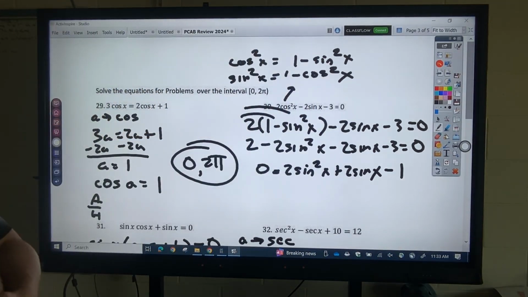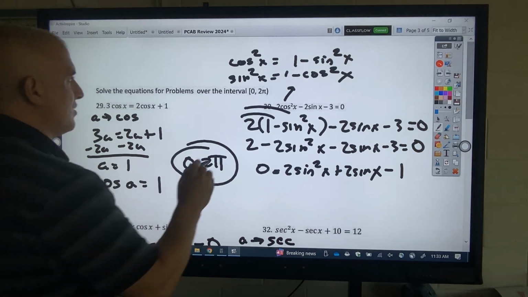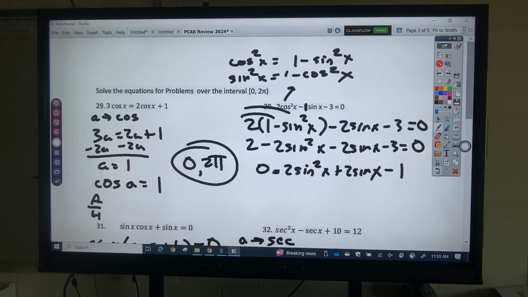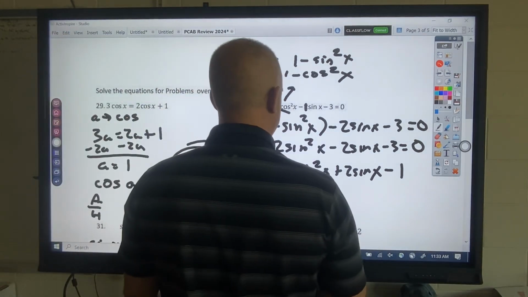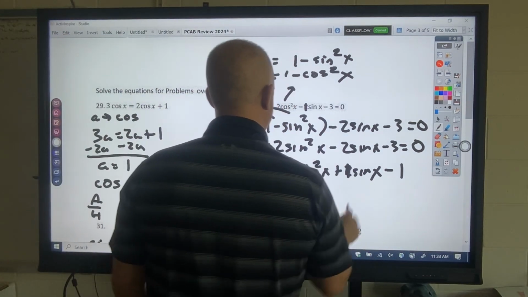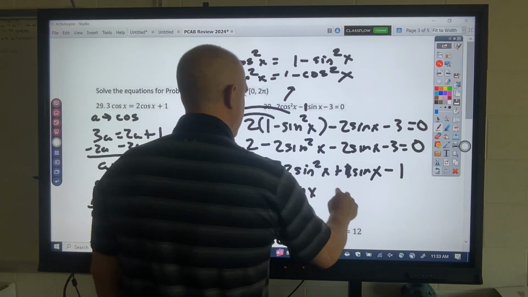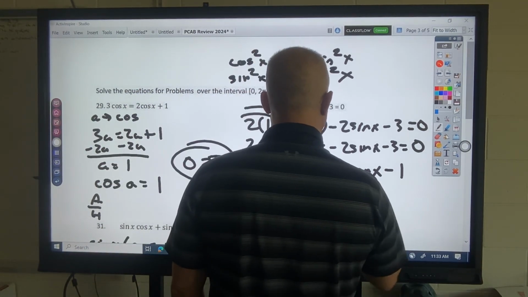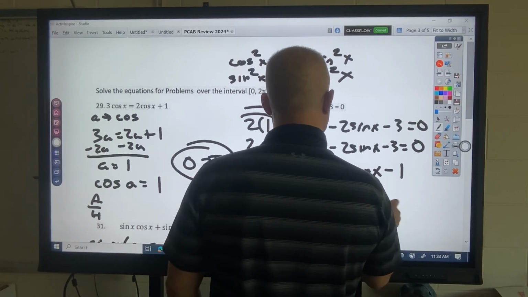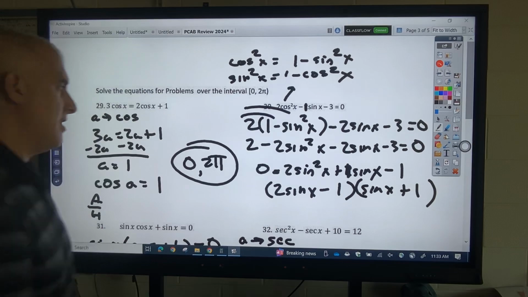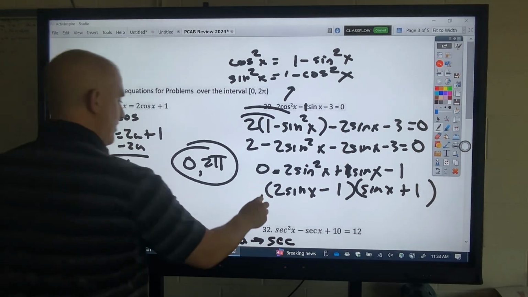Okay? Don't think that that's supposed to be right. It's not. I don't think this should be like a 1 here. Okay? All right, because you can't factor this. Okay, you could factor that, because it'd be 2 sine of x minus 1, sine of x plus 1. Yeah, that would be right.